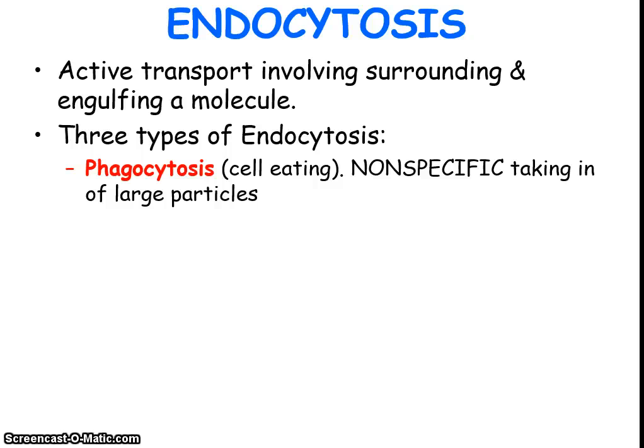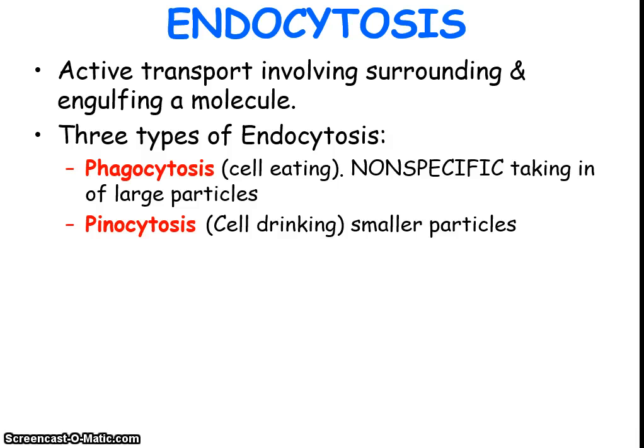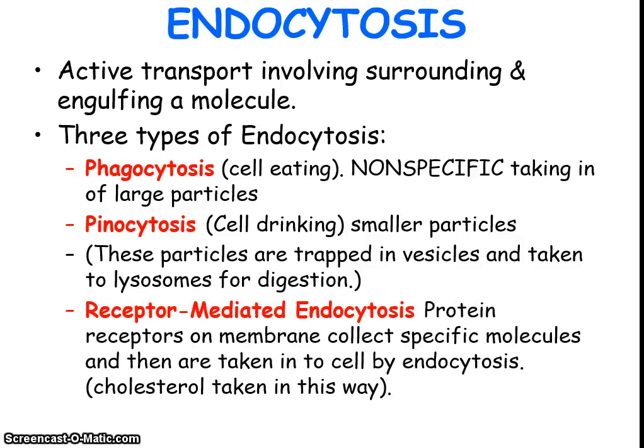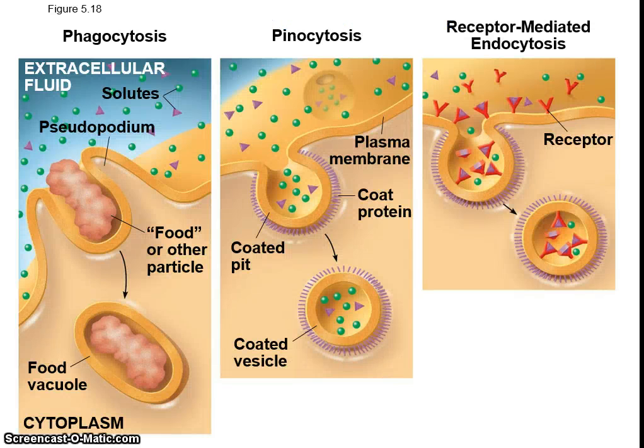The second kind is called pinocytosis, which is cell drinking, and what you'd see in that case is the vesicle forms around a bunch of little things. And the last type is called receptor-mediated endocytosis, where the only way the thing can get in is that it has to bind to a receptor, and then the receptor stimulates the cell to take in the particle. So cholesterol is a really good example of something that is taken in by receptor-mediated endocytosis. And exocytosis is basically just the opposite, the cell getting rid of a particle or something like that.